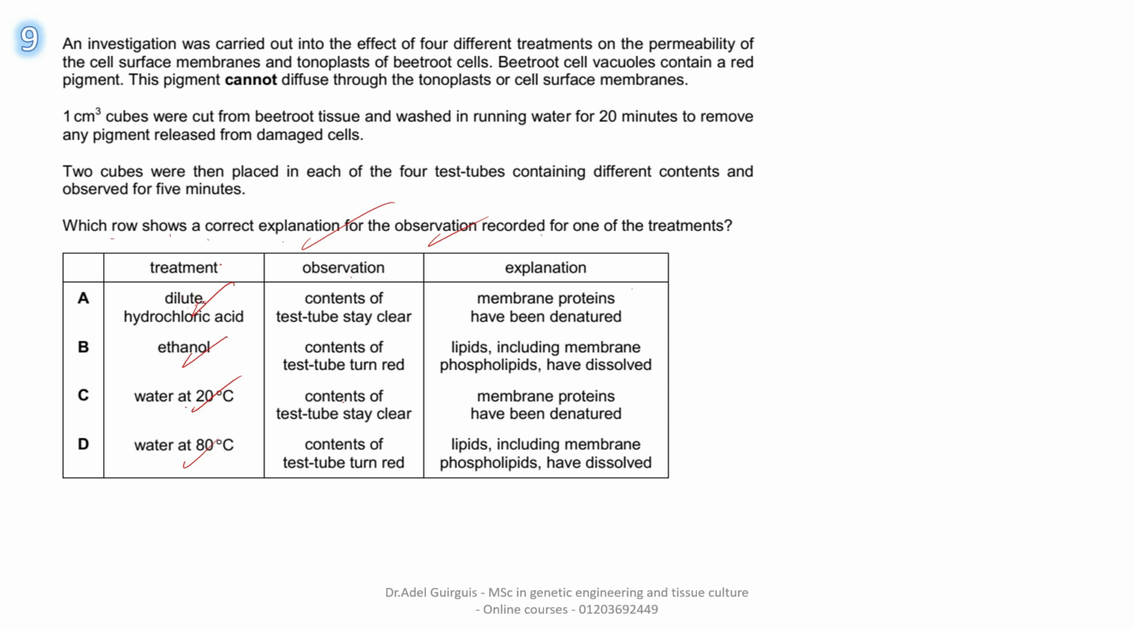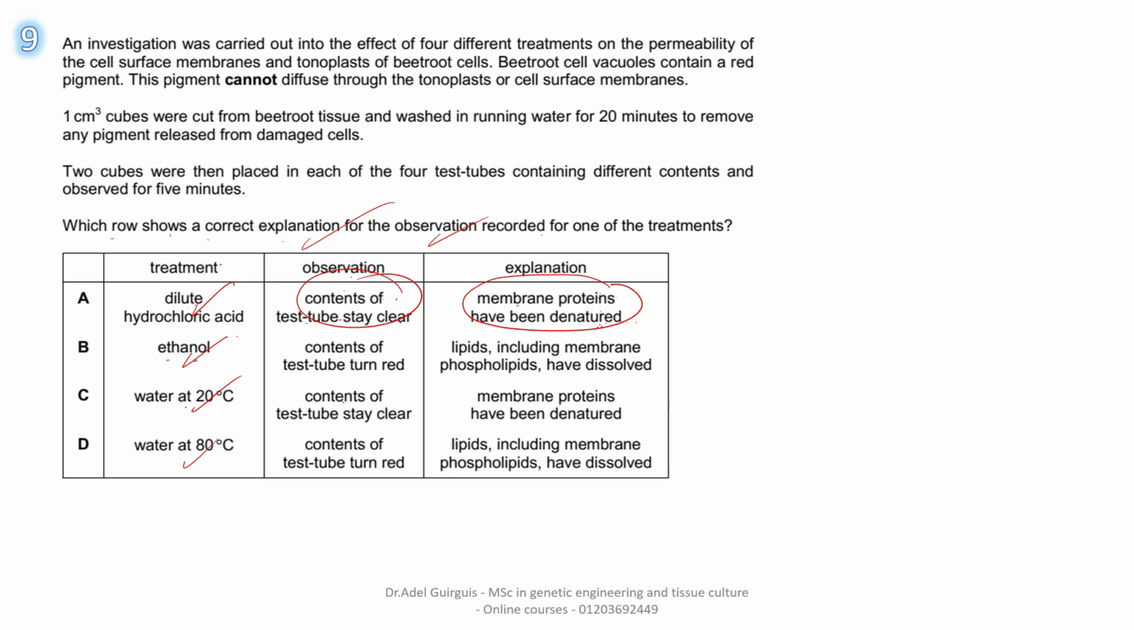When the beetroot cube is put inside dilute hydrochloric acid, the observation is that the contents of the tube stay clear. Explanation: membrane proteins have been denatured. This explanation means what? Denaturation of protein means damage of the cell surface membrane or the tonoplast of the vacuole. So how come this observation was obtained? It must be colored with red. So this is a wrong choice.